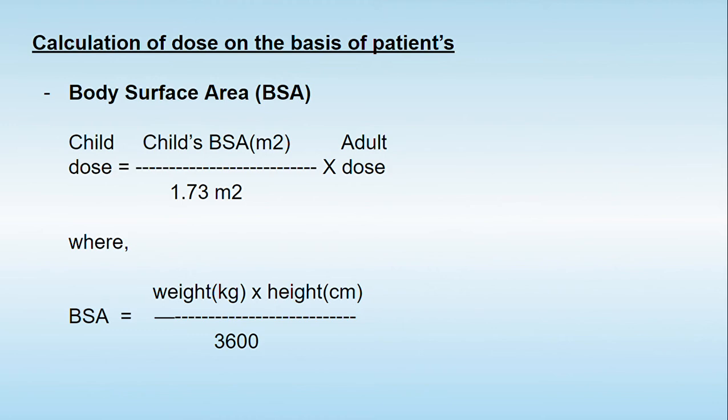So weight multiplied by height and divided by 3600, and I will take the square root of this. It's not on the slide, but I will take the square root, and whatever that square root is, the body surface area of the child, I will keep it here. So that will come in meter square. I will keep it here, and then I will find out the child dose.